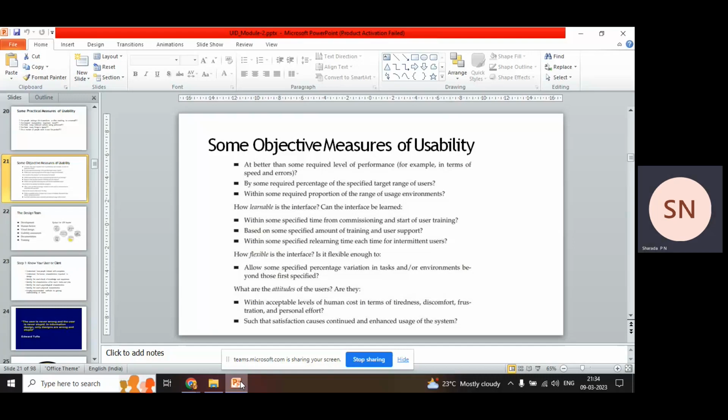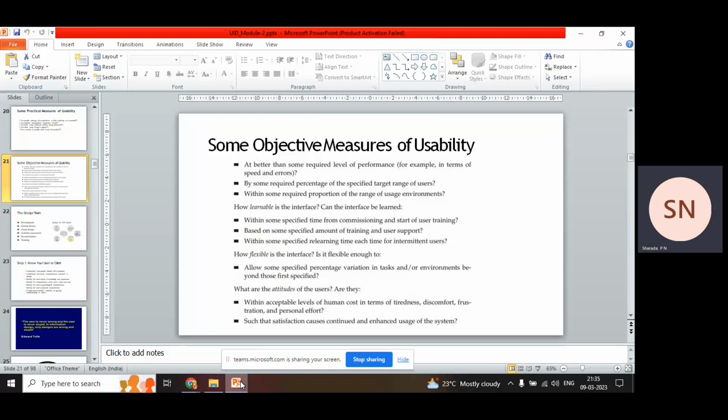How learnable is the interface? Can the interface be learned? Second part: within some specified time from commissioning and the start of user training, based on some specified amount of training and user support, within some specified relearning time each time for the intermittent users. How flexible is the interface? Is it flexible enough to allow some specified percentage variation in task or environment beyond those first specified?